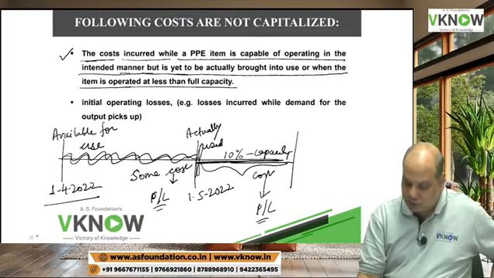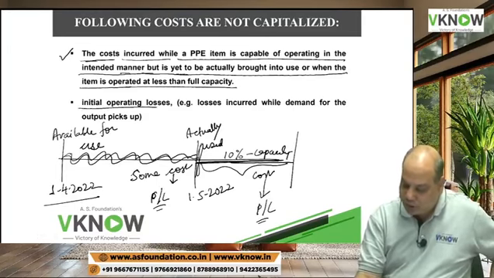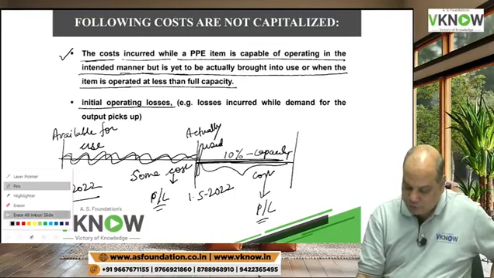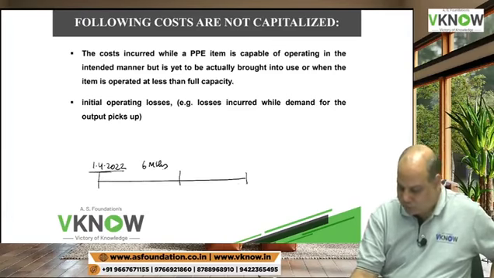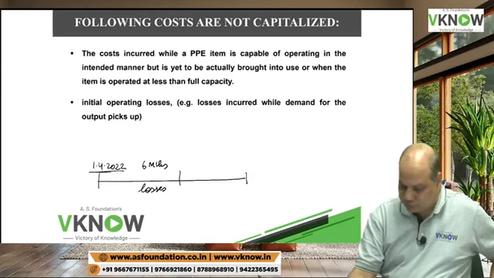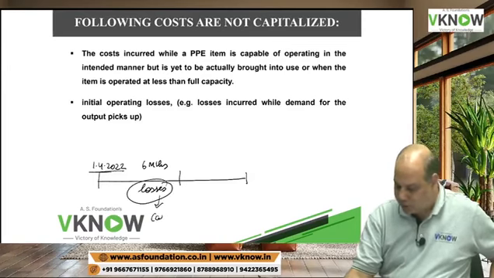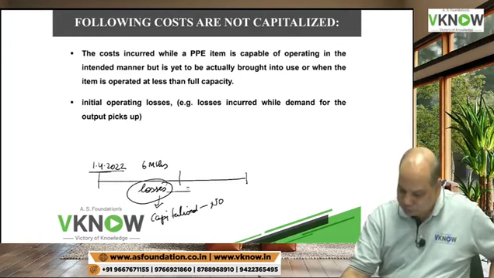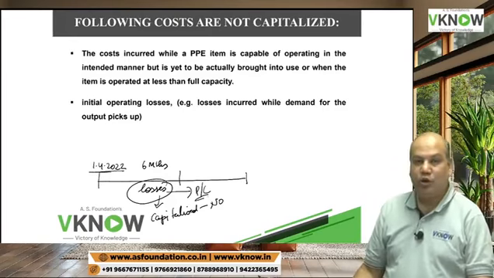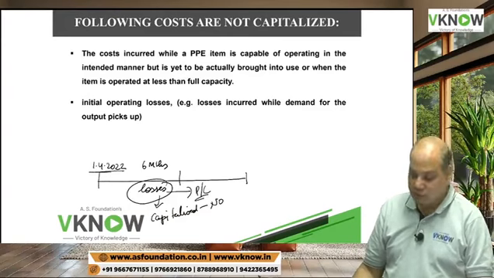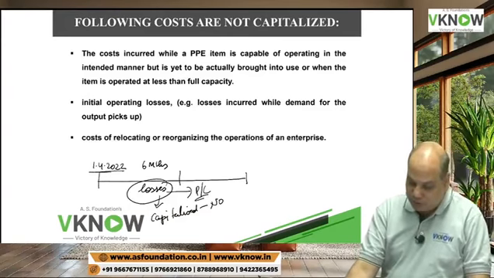Then next they are telling you initial operating losses. What is initial operating losses? We started a new factory. For the first 6 months there were losses. Can these losses be capitalized? The answer is no. These losses will remain in P&L account. You will not adjust it against the cost of property, plant and equipment.